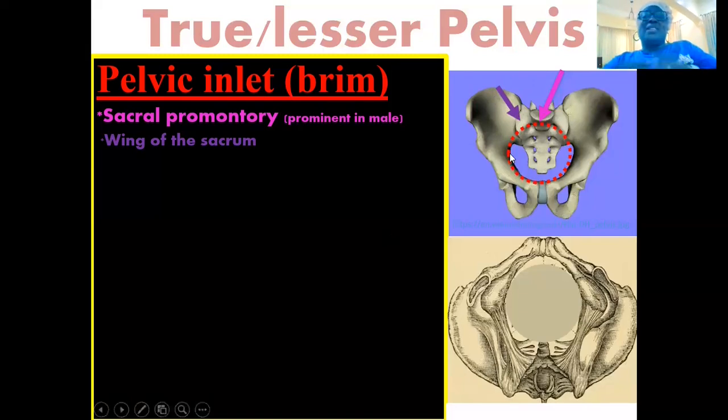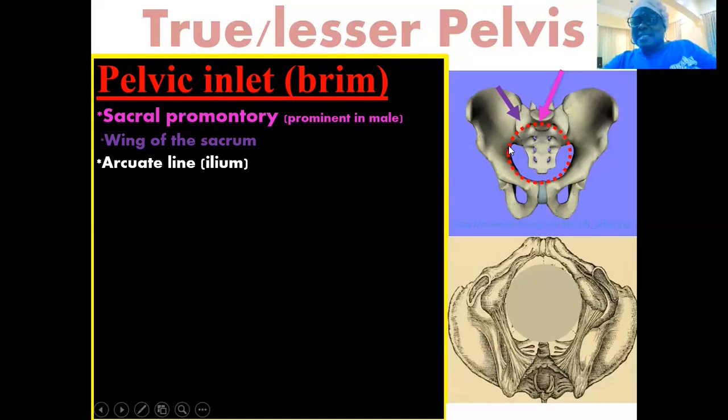After the ala or the wing of the sacrum, the next structure that is seen is the arcuate line of the ilium. If we go back to the hip bone, we know that the hip bone is made up of 3 subunits that are fused together. At this upper part here is where we have the ilium. At the lower anterior part is where we have the pubic. And at the posterior lower region here is where we have the ischium.